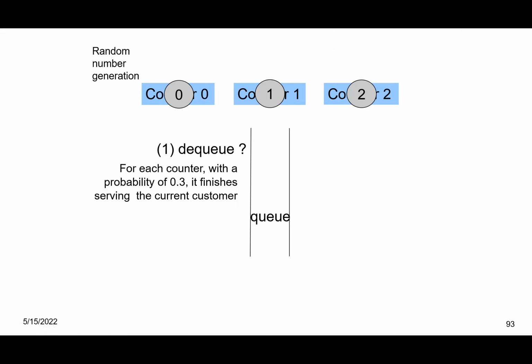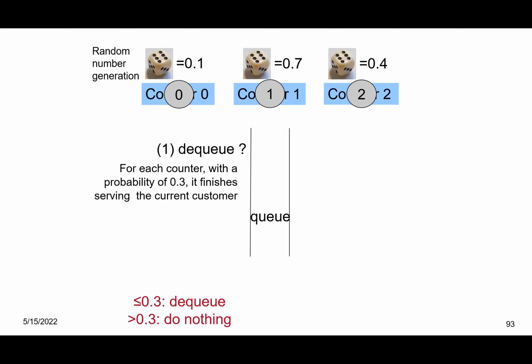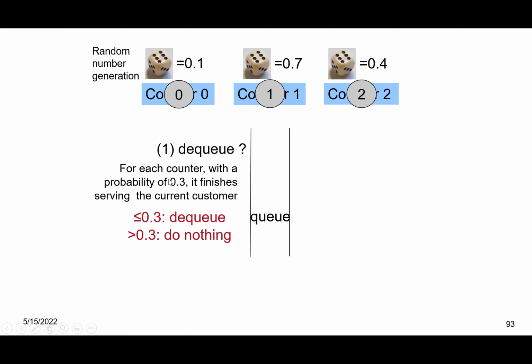As I told you, for every counter, you need to generate a random value. Like in our scenario description just now, we say that for every counter you use a probability of 0.3 to determine whether it finished serving the current customer or not. So if the random number that you generated is a value less than or equal to 0.3, you are going to remove this customer from the counter.